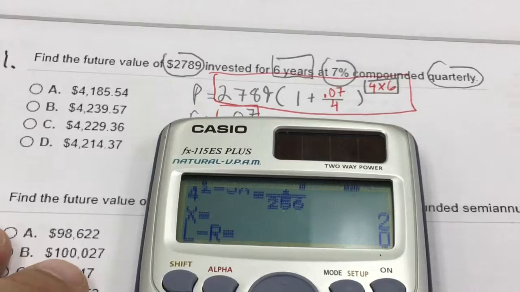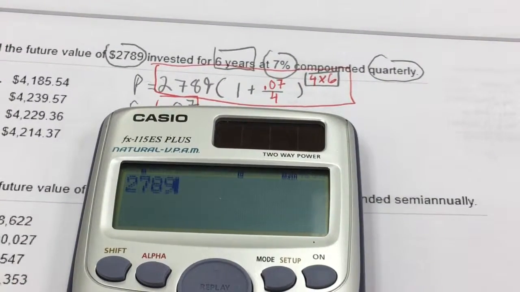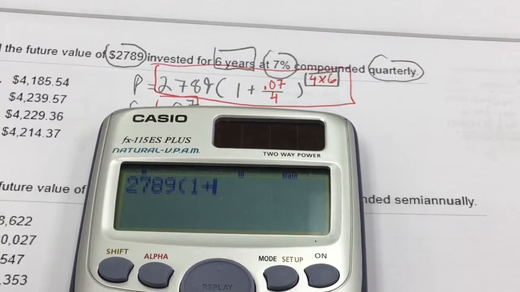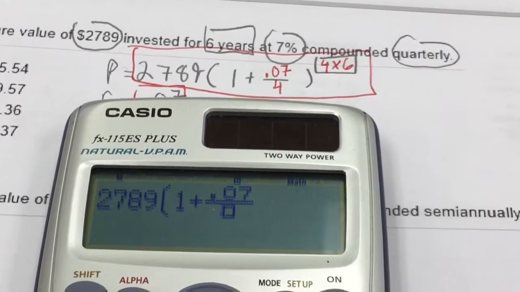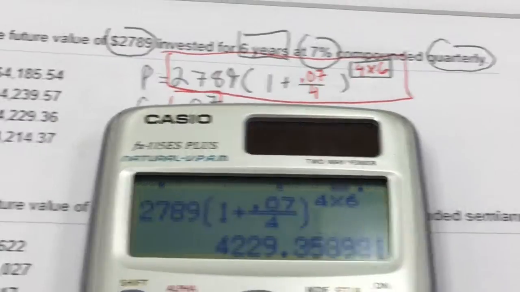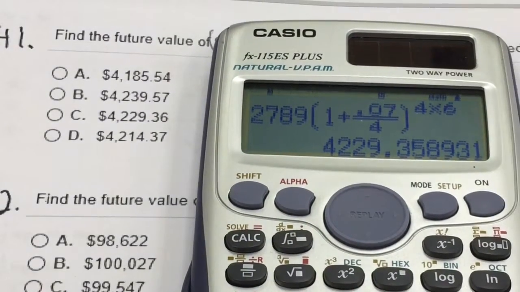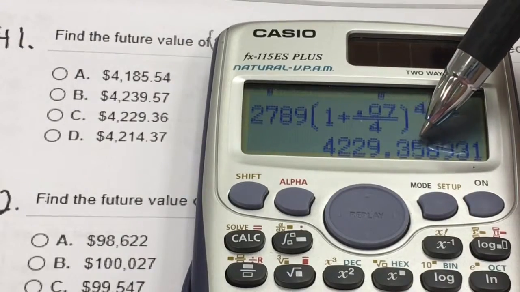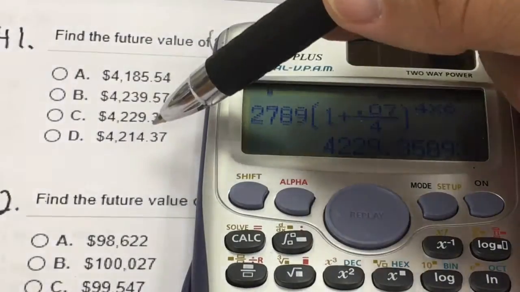Just like it looks. I'm going to go to AC, clear it out. And I'm going to type in 2, 7, 8, 9, open parentheses, 1 plus the fraction bar, 0.07 on top, down arrow, 4 on the bottom, right arrow, close parenthesis, raise it to a power, 4 times 6. Hit equals, and it'll give me one of those choices. 4229. Choice C. And notice it rounded for me. Because it's money, it's going to be to the nearest hundredth. So if it's 5 or above, you give that 5 a shove. So that's going to be 36. And notice that's choice C.